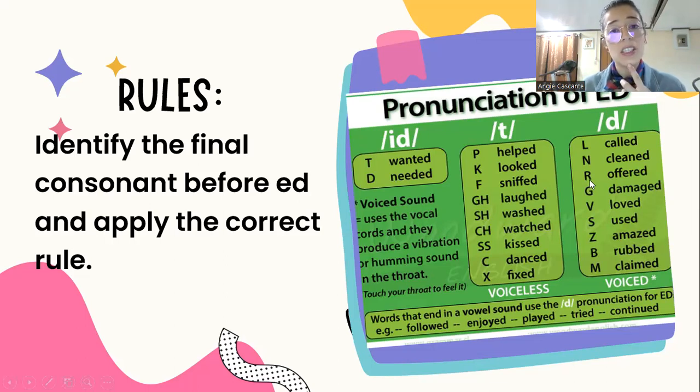And the last one is the D sound. So we have actions like call, clean, offer, damaged. In these actions, the list of consonants includes the L, N, R, G, V, Z. Actually, there's a little mistake there, but we're not going to go there right now. So if we have that list, or if our action is on that list, we're going to pronounce the past as D.